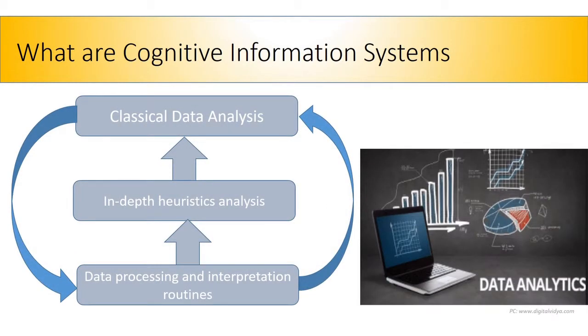Cognitive systems are a subset of intelligent systems which carry out classic data analysis. This is based on data processing and interpretation techniques. Additionally, they execute in-depth analysis with accurate heuristic reasoning. This forms the fundamental feature of cognitive systems.